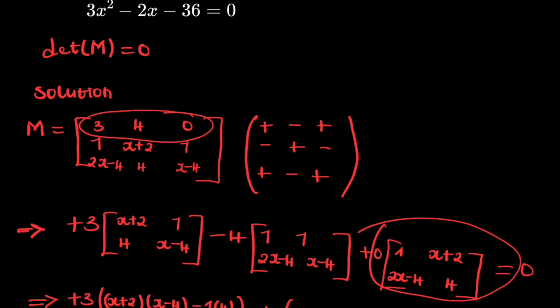So when solving this type of question, we should remember that a singular matrix means that the determinant is equal to 0. That means the matrix does not have an inverse. So we should always remember that.